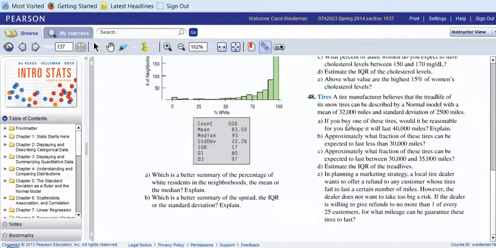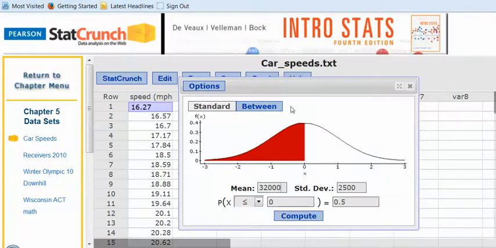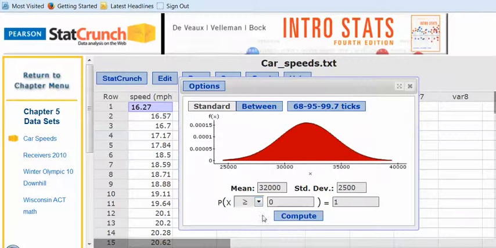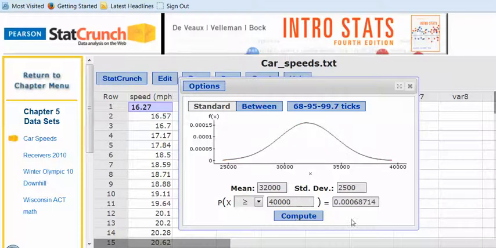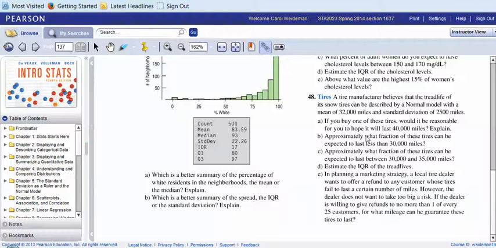And the first question, it says, if you buy one of the tires, would it be reasonable for you to hope that it would last at least 40,000 miles? Okay, so what we want to know is, what's the probability that the tire lasts 40,000 miles or more? So I'm going to put 40,000 in here, and then I'm going to hit compute. And so the expectation that the tires would last more than 40,000 is not really likely. It's a pretty small probability. And let's go back and do the next question.